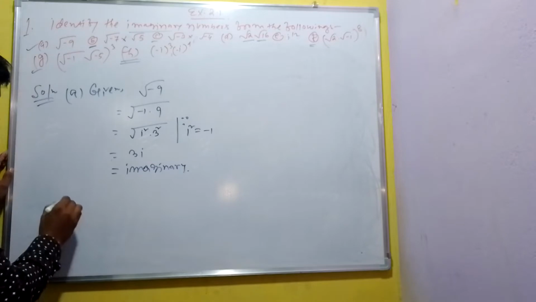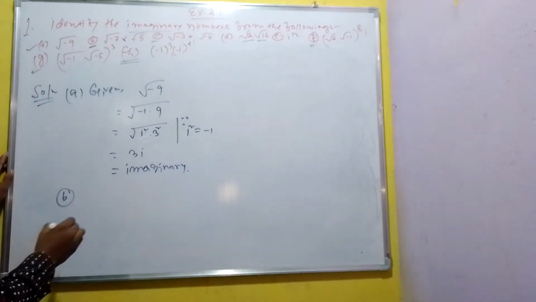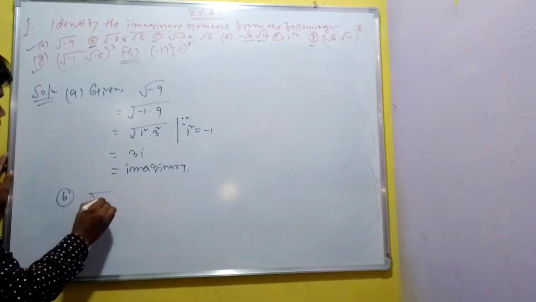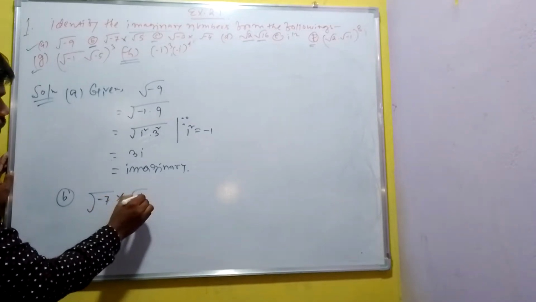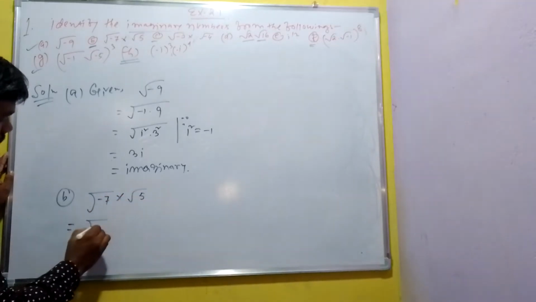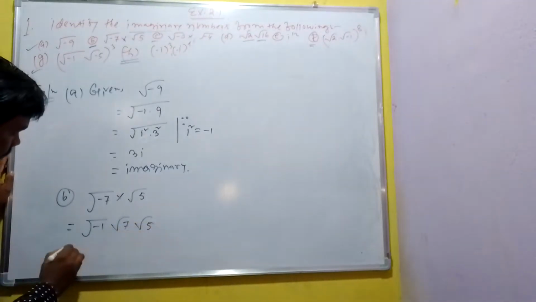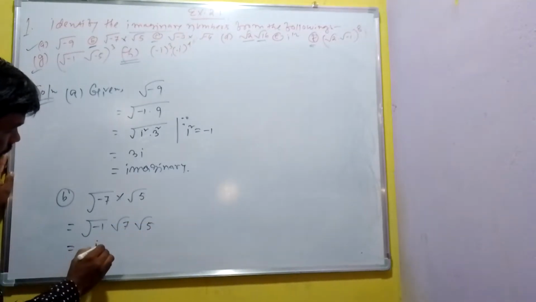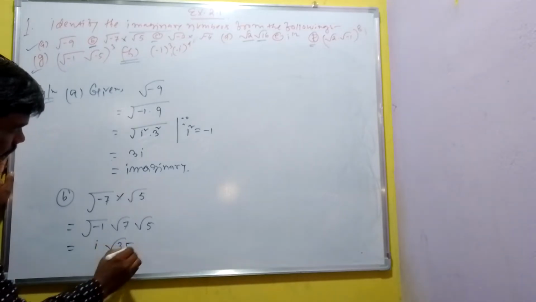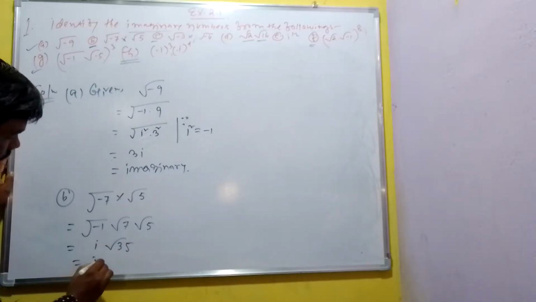Okay, now number B, under root minus 7 under root 5. So you can write under root minus 1 under root 7 under root 5, so i root 35, okay, equals imaginary.